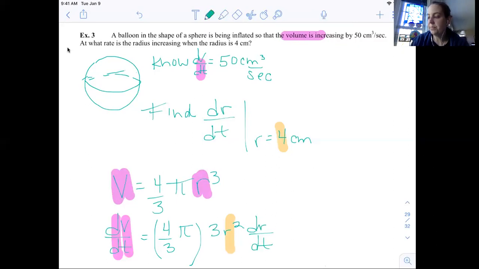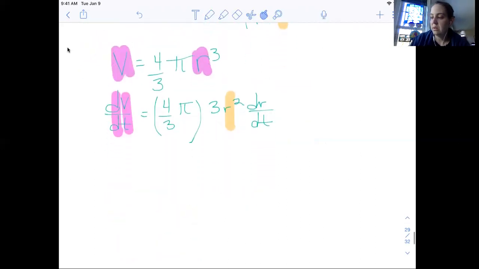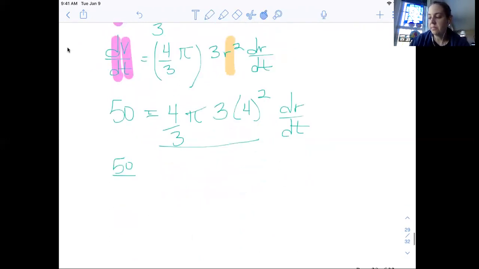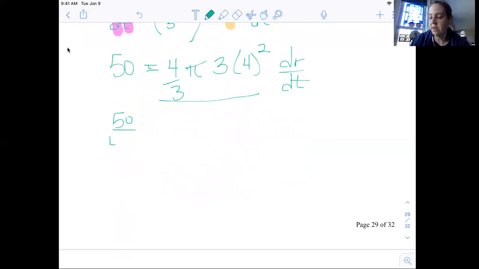So let's scroll up a little bit. 50 cubic centimeters per second equals 4/3 pi times 3 times the radius that was given, 4 squared, times dr/dt. And then we'll divide all of this to the left-hand side. So 50 divided by 4/3 pi times 3 times 4 squared is equal to dr/dt. And you'll put all of that in your calculator.